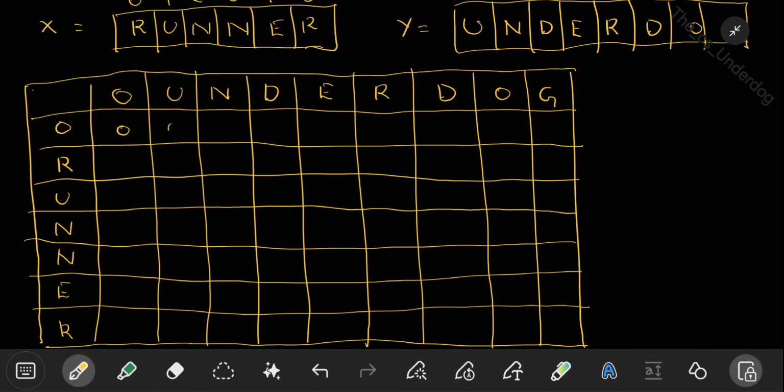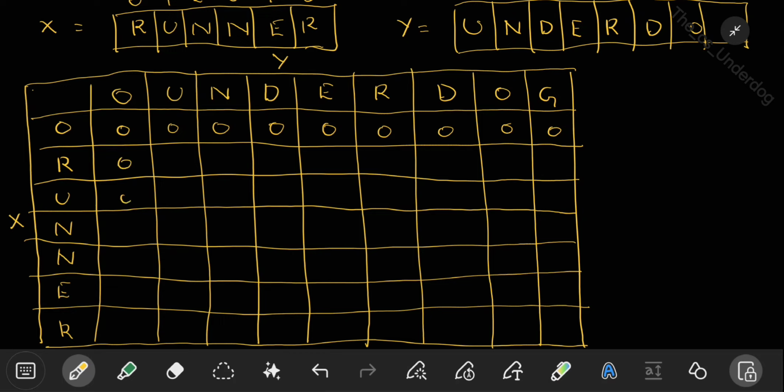Let me put all zeros in the first row. Why is it all zeros in the first row? The first row says the length of your string x is 0. So if one string is of length 0, that means the maximum length common subsequence it can have with any other string is of length 0, because this string itself doesn't have any letters. That is why the first row is 0.